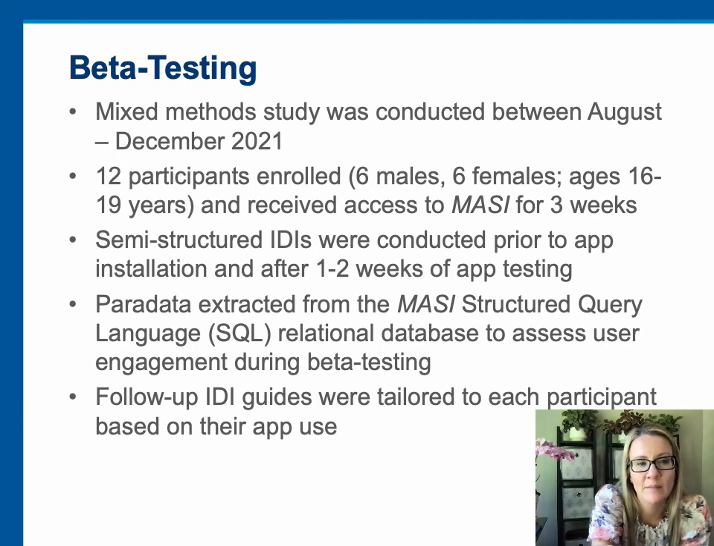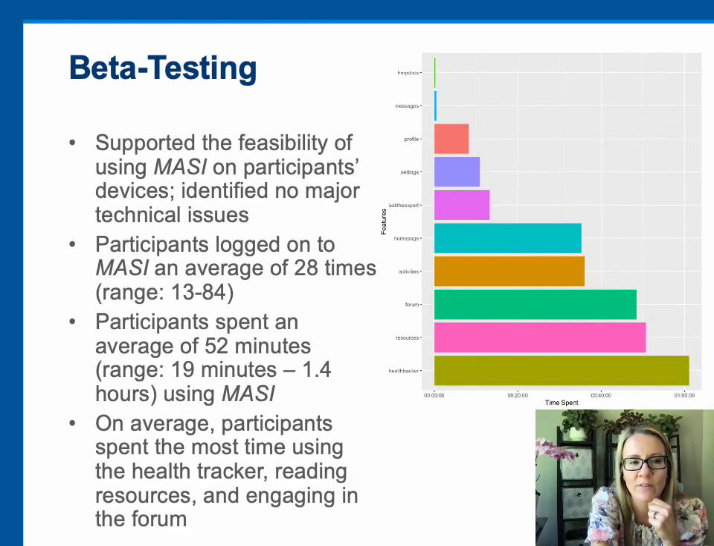We completed beta testing between August and December of last year. We had 12 participants enroll in a 3-week beta testing period. We conducted semi-structured in-depth interviews before the app testing phase, and then let them use Mossy for 3 weeks. After 1 or 2 weeks of that, we did a follow-up interview. We extracted our data from a Mossy SQL relational database to look at user engagement during this phase, and used that data to think of what prompts we wanted to ask our participants at their follow-up interview so that they could be informed by their actual use of the app, which was great because it gave us an opportunity to really dig into some interesting patterns that we found.